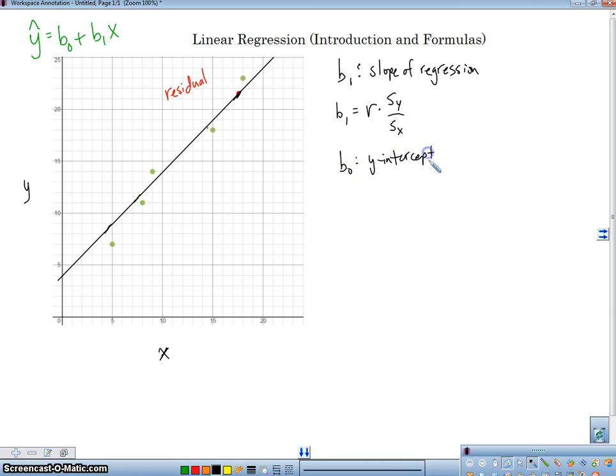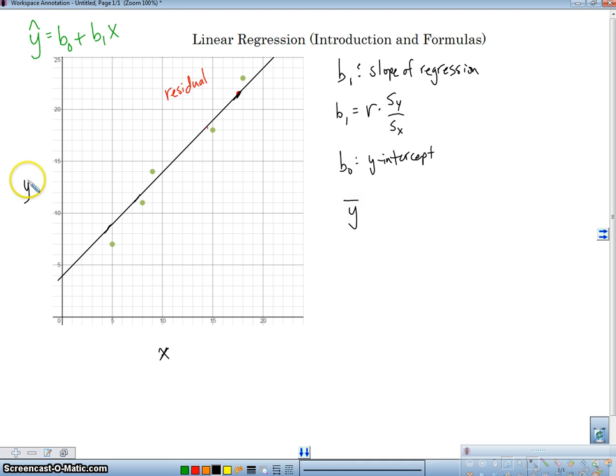So how are we going to find the y-intercept? Well, it turns out that if we think about this line as being kind of the average, we're regressing towards the mean. We're getting closer and closer to the averages of the two. Then this line can relate these two averages.